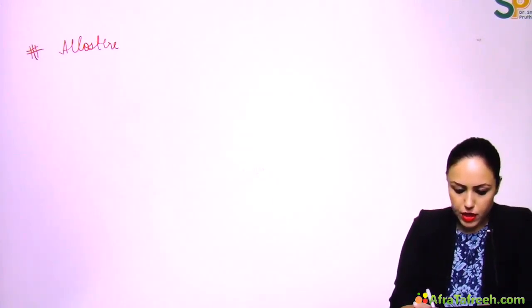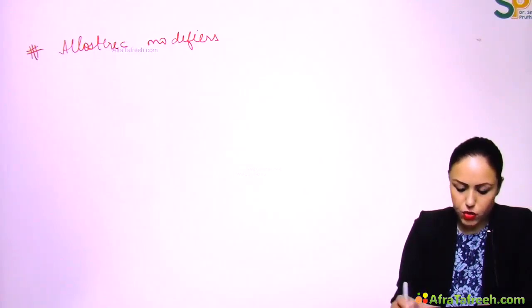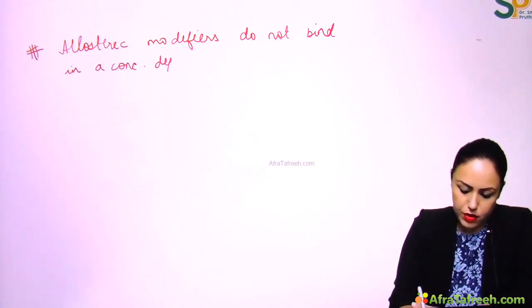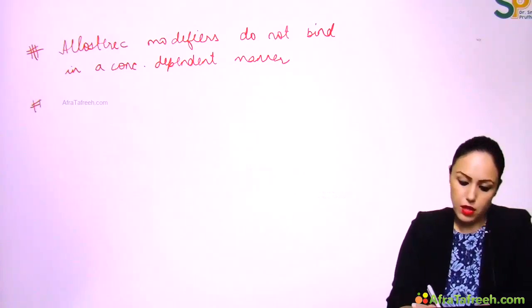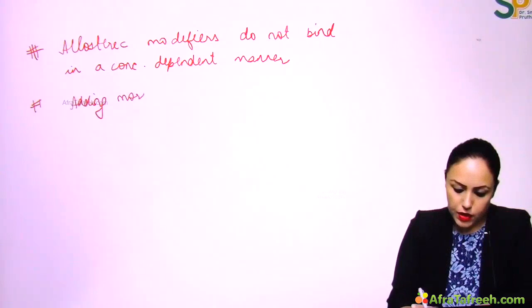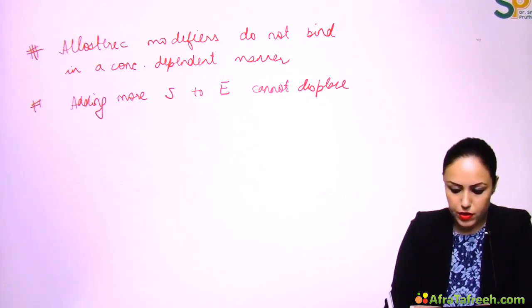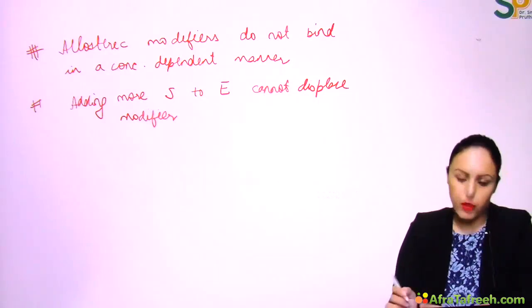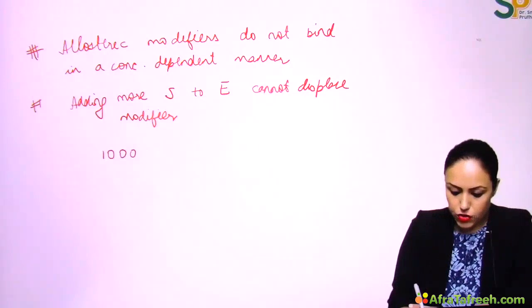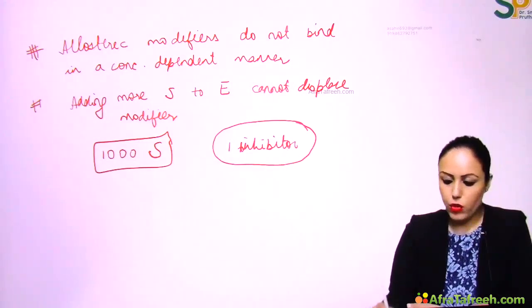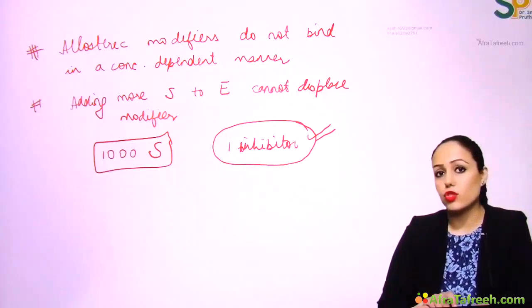Now, a few more points about the allosteric modifiers. These allosteric modifiers, that is activators or inhibitors, do not bind in a concentration dependent manner. Adding more substrate to enzyme cannot displace the modifier. What this means, let's say there are 1000 molecules of substrate and only one molecule of inhibitor. So here only one inhibitor will inhibit the enzyme and the reaction will not occur.